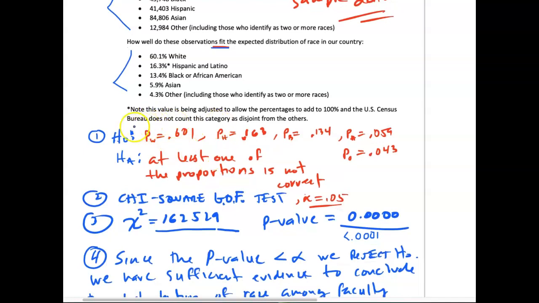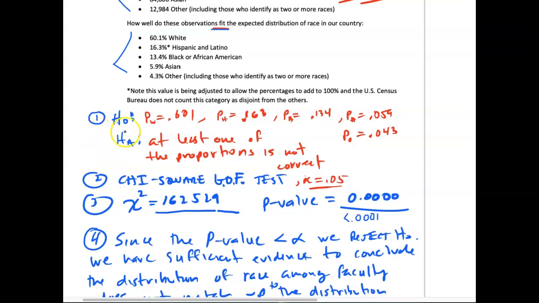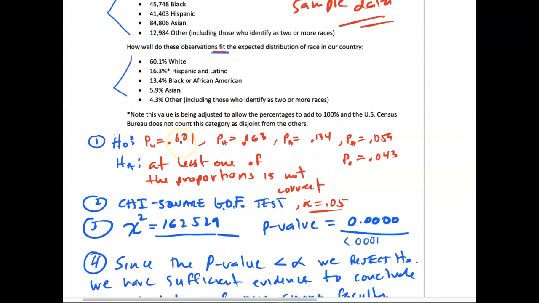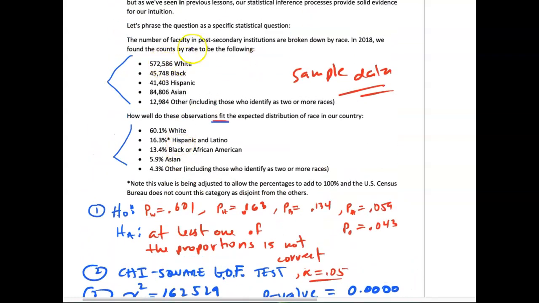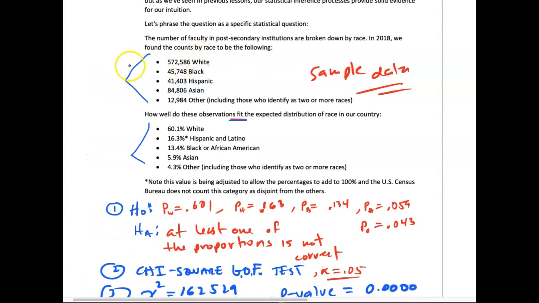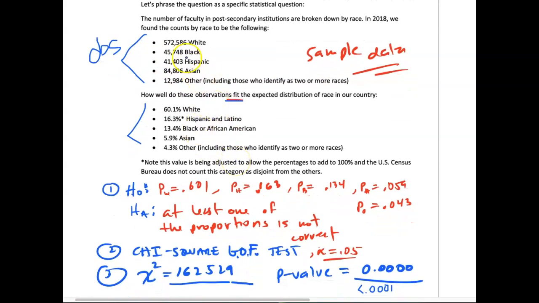Okay, and then we have the four steps. Step one, what are the null and alternative hypotheses? The null hypothesis is that the proportions that we observe, the observed data right here, somehow match the expected, and that's why you'll see the proportion of white equals 0.601, the proportion of Hispanic and Latino equals point. So that's our null hypothesis, that nothing is different, and you'll see that's our statement.